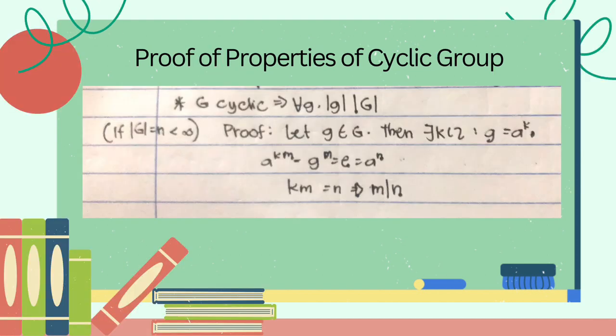Now, let's prove the properties of cyclic groups. The fact says that if G is a cyclic group, then the order of any element in that group has to be a divisor of the order of the group. Another way to say that is that the order of the group G is a multiple of the order of any of its elements.